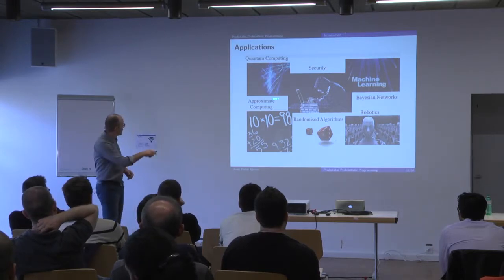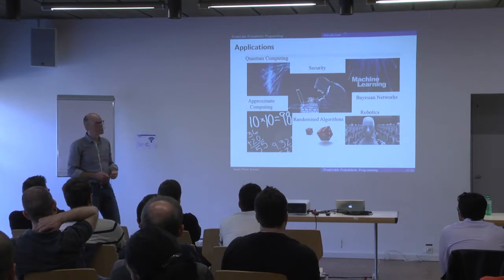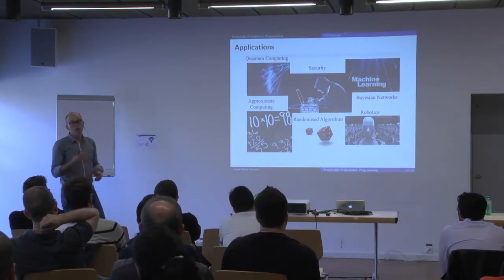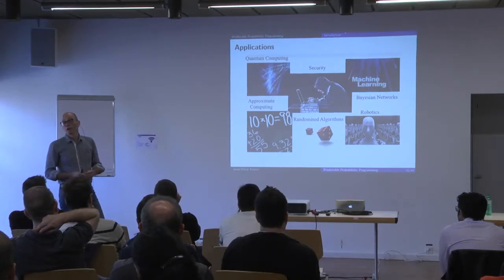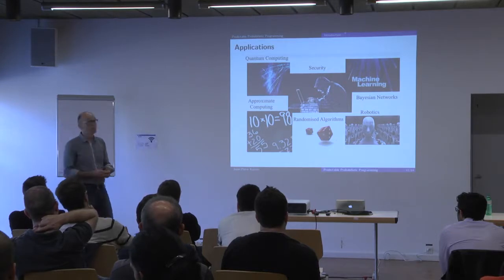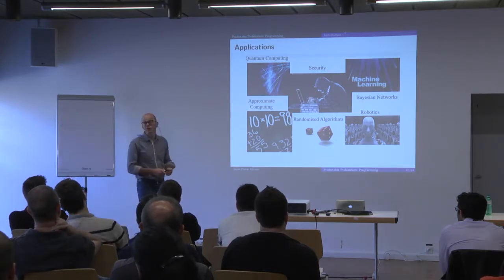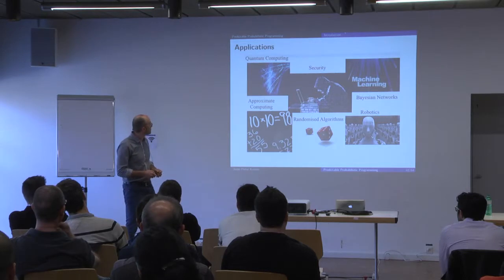And an application area which is also fascinating is approximate computing. And this is not a bug, this is a feature. Sometimes you would like to lower the energy by basically allowing that sometimes you get a wrong answer. And people use probabilistic programs to describe and reason about these kinds of systems.